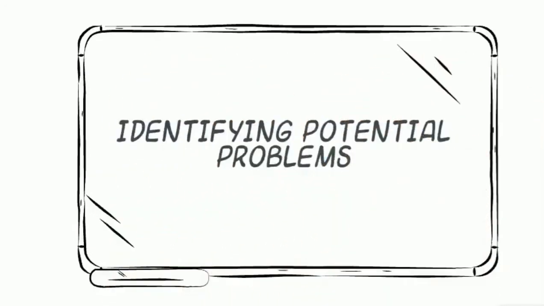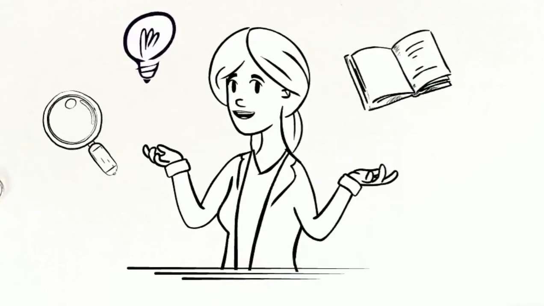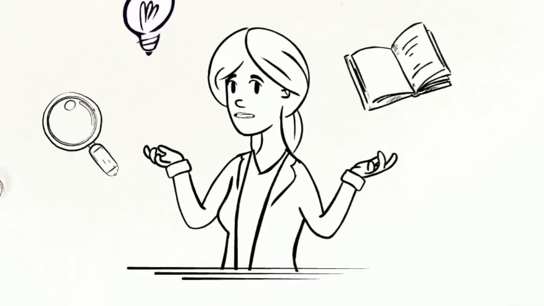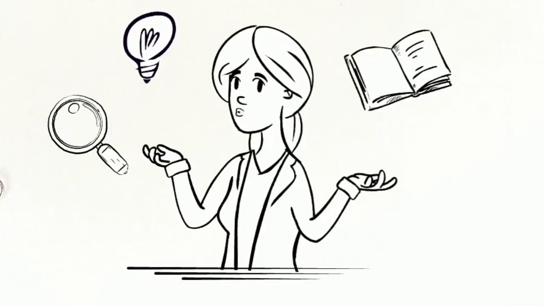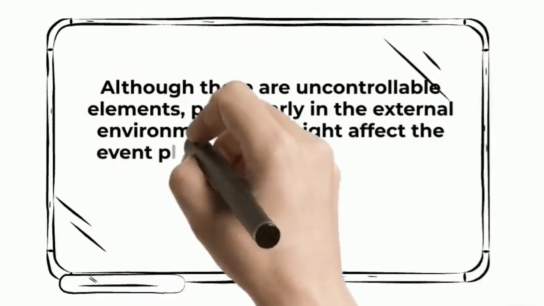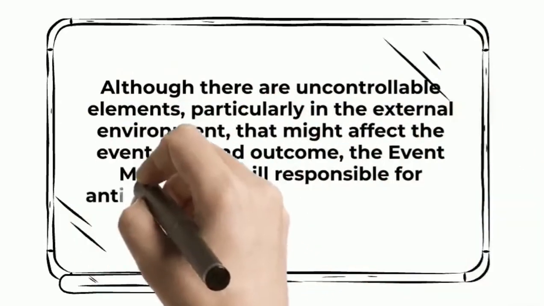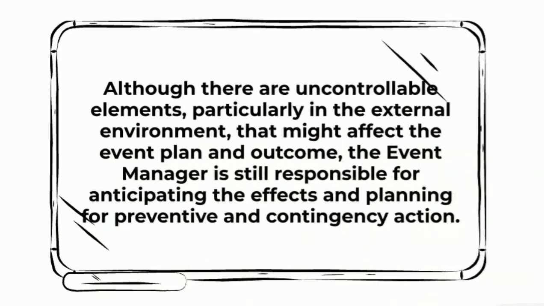Identifying potential problems. Deviation in plans may be caused by lack of planning, unforeseen circumstances which point back to lack of planning, and uncontrollable circumstances which also point back to lack of planning. Although there are uncontrollable elements, particularly in the external environment, that might affect the event plan and outcome, the event manager is still responsible for anticipating the effect and planning for preventive and contingency action.